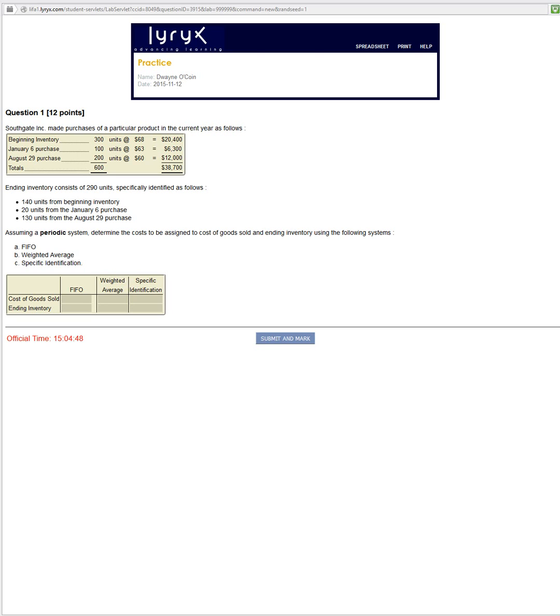We started with 300 units. We added 100 units at $63. We added more units on August 29th at $60 for a total of 600, and the ending inventory is 290 units. If we are able to specifically identify them, those items are as listed here: 140 units from the beginning inventory, 20 units from January 6th, and 130 from August 29th. The FIFO cost flow assumption, of course, assumes that the cost of goods sold are the oldest stuff, and the ending inventory is the newest stuff.